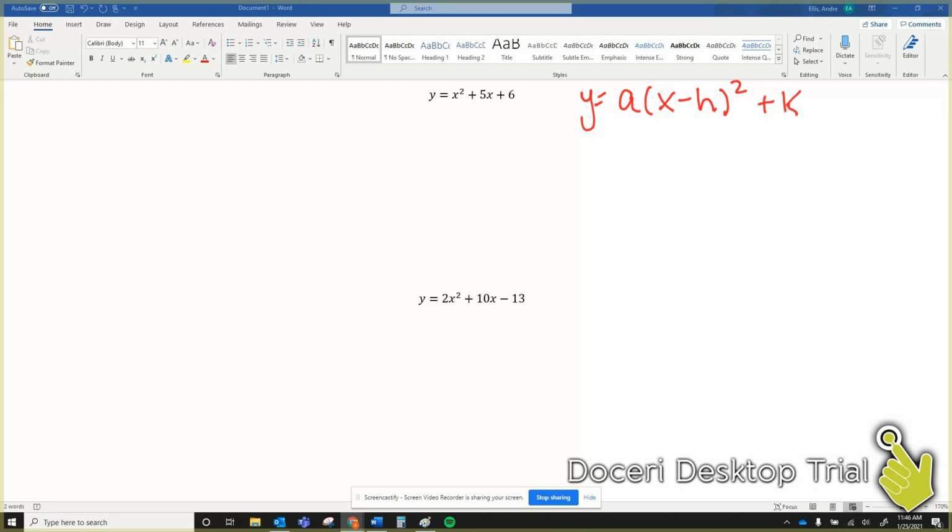Once we convert it to this form, it's very easy to find the vertex and axis of symmetry. That is the benefit of converting something into vertex form. Our vertex will be at h comma k, and I'll talk about that once we get there. And our axis of symmetry is the equation x equals h. We must always include that x equals, otherwise technically the problem's wrong.